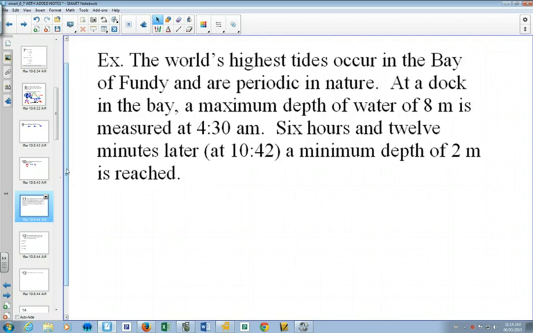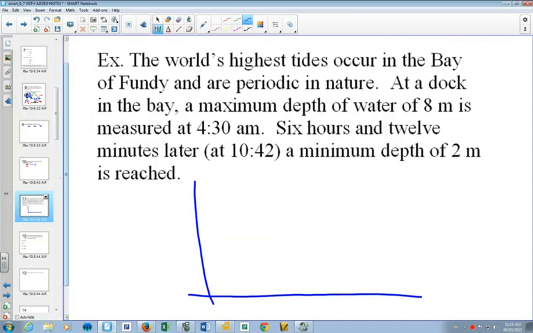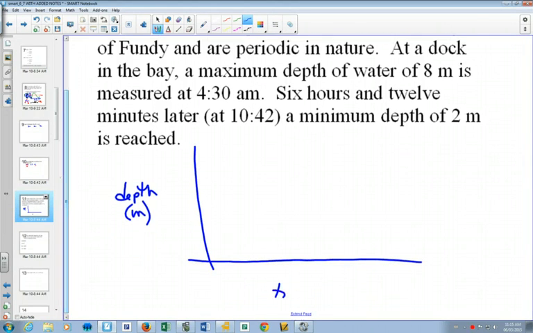This one has some extra work to it because we've got time and we've got depth of water. Okay, so we've got our depth here in meters and our time down here. Now if you know something is periodic in nature, you only need one maximum and the next minimum to figure everything out. And that's all that's given here.